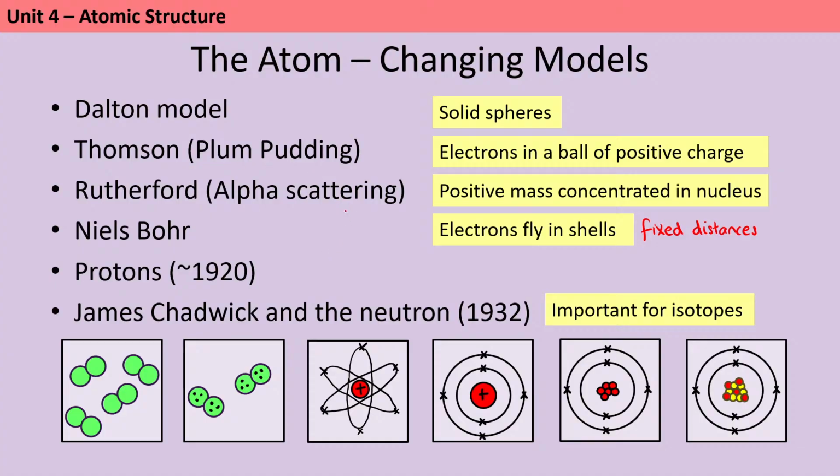Finally, in 1932, James Chadwick provided the evidence to show that there were also neutral particles in the nucleus, which he called neutrons, and these were important because this led to the discovery of isotopes and helped us to explain some confusing data like the relative atomic masses of chlorine and copper.